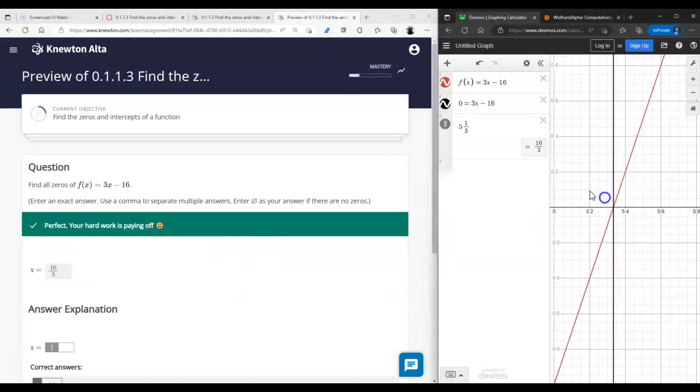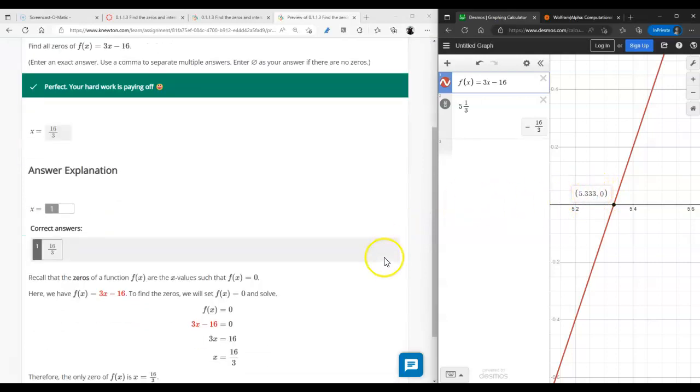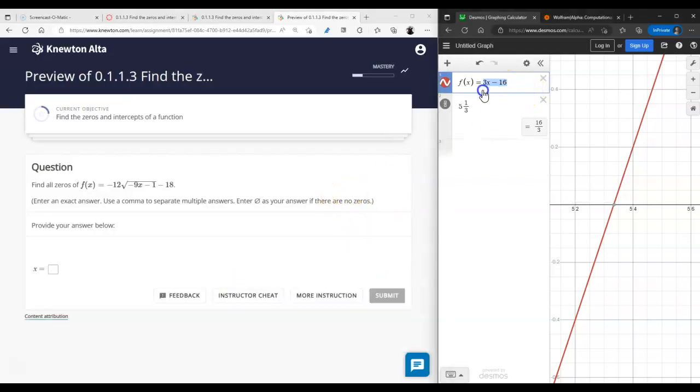So again, visually we could have identified this point on the graph by looking at the intersection of the graph and the x-axis. However, to answer the question, we may have to put some effort into figuring out the exact value. Sometimes it is impossible, but a lot of times it is quite possible. So we are capable of doing it. Now, this one is a radical function.